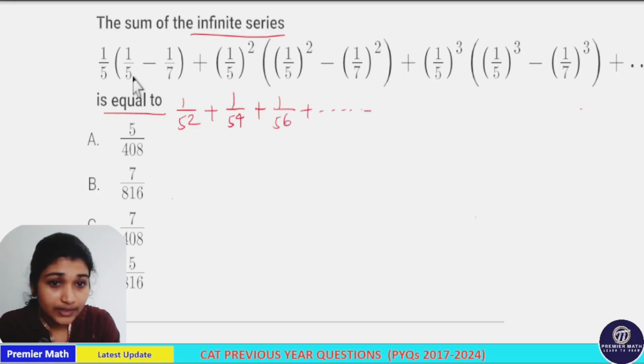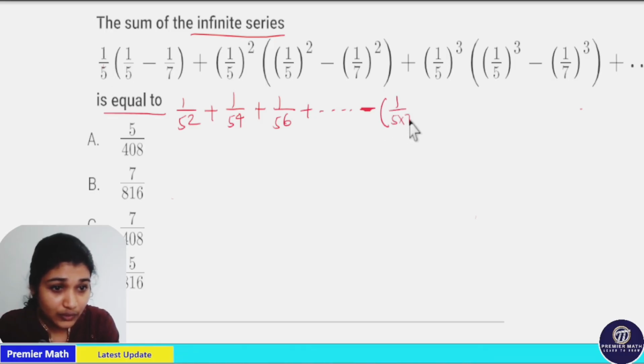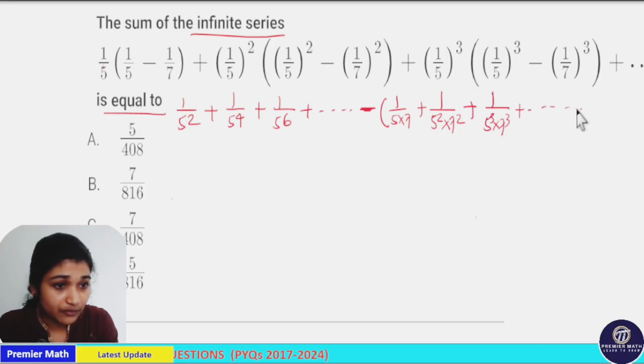Now take the negative terms together. So take the common negative outside and add the negative terms together. 1 by 5 into 1 by 7 is 1 by 5 into 7, plus 1 by 5 square into 1 by 7 square is 1 by 5 square into 7 square. Here we have taken the negative sign outside. Now 1 by 5 cube into 1 by 7 cube is equal to 1 by 5 cube into 7 cube. This is also an infinite series.